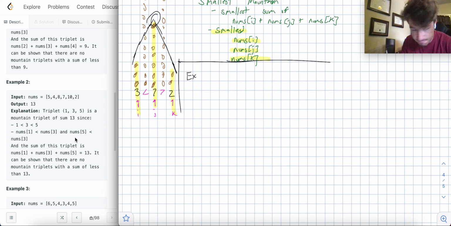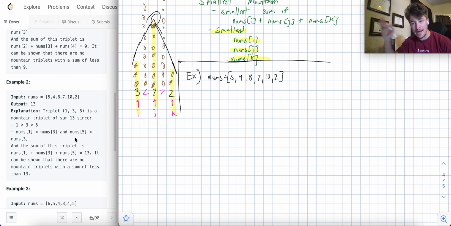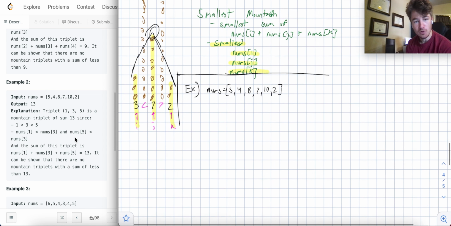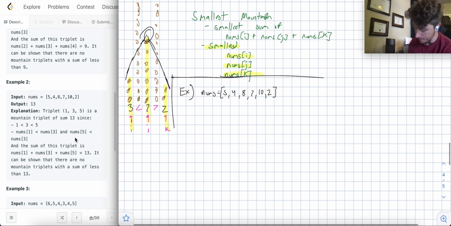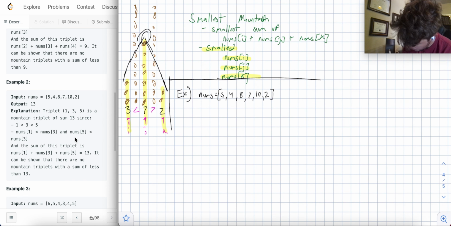So we have nums equals 5, 4, 8, 7, 10, and 2. Now I'm actually going to draw this as kind of like a mountain, because maybe that'll make a better screenshot and hopefully it reveals something about what this solution is supposed to look like. So we got 5 units up, 4 units up, 8 units up, 7 units up, 10 units up, 2 units up. And then let's actually draw those mountains.